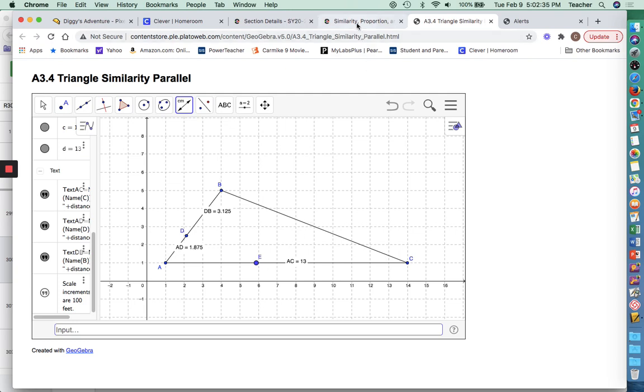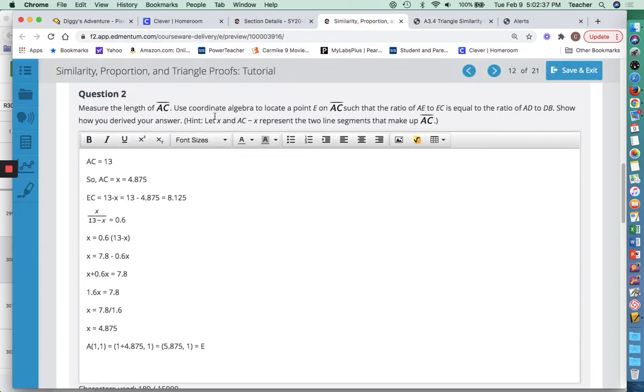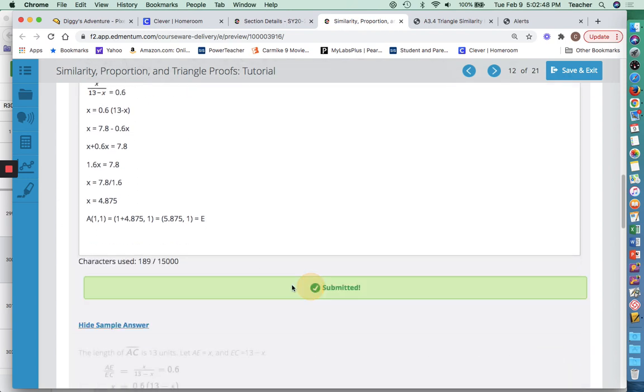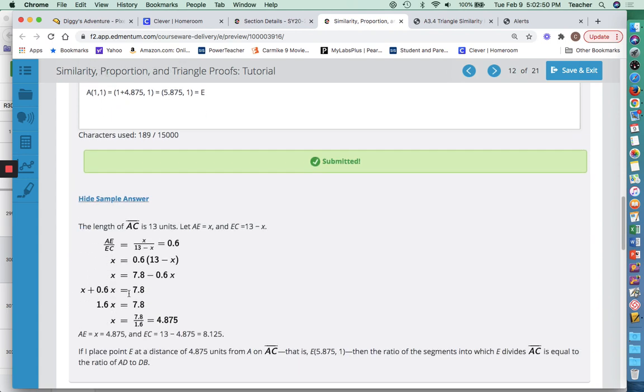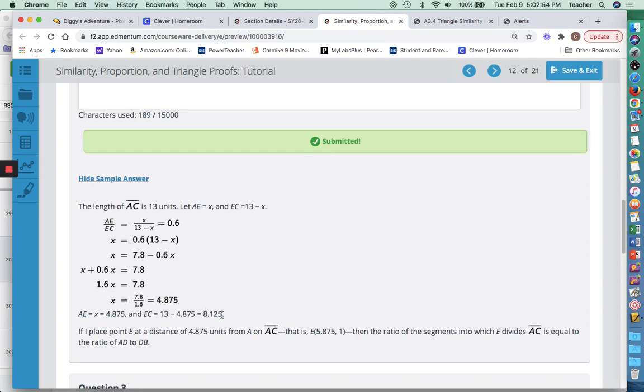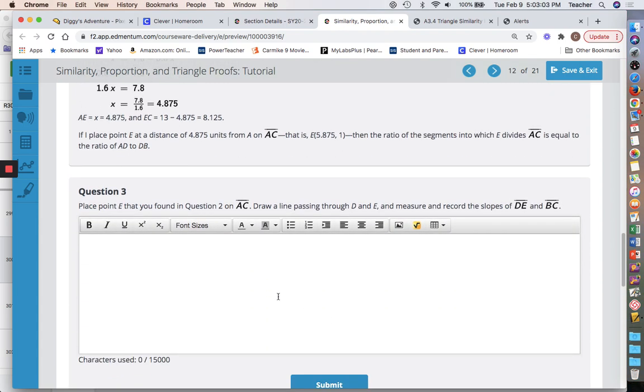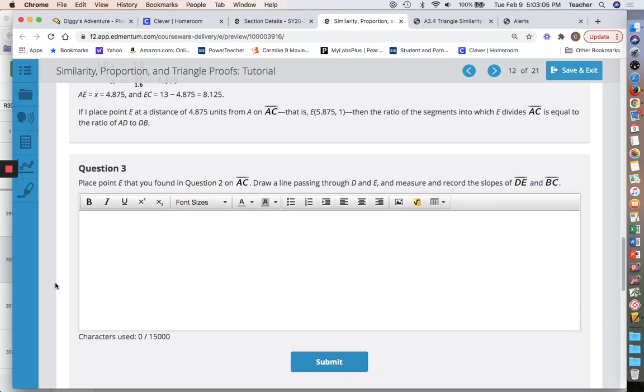My gosh, they don't make that easy. I definitely don't like the way they had us do this, but okay. They're the same ratio. They're the same 0.6 ratio. Woo, that's a tough one. Huh, look at that. Did it exactly right. I love it. 8.125, same thing I got. And they got 5.875 and the one, same thing I got. Right on. Well, that made me think, y'all. That one made me think.